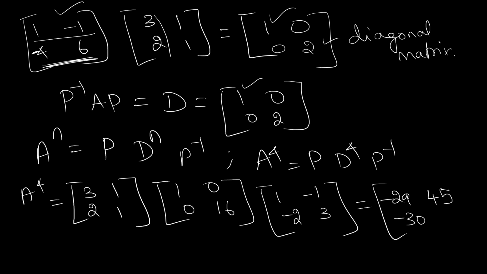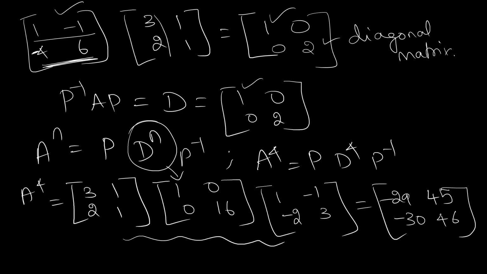So what does the advantage mean? Instead of multiplying it 4 times, or even if it's A power 10, 10 times, instead of multiplying, this diagonal matrix power is very easy. So we can use this and just only this multiplication. 3 matrices will be there, and this is nothing but your A power 4.